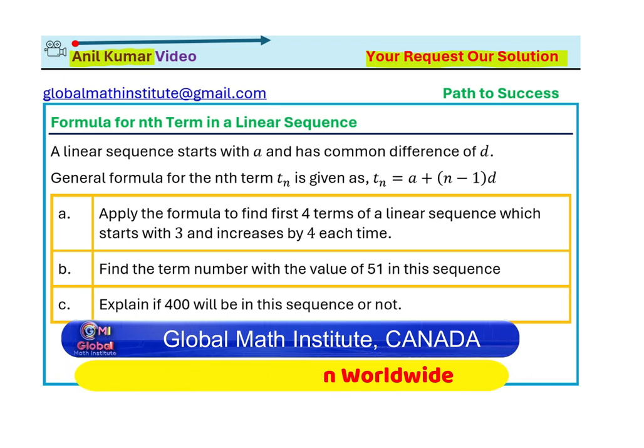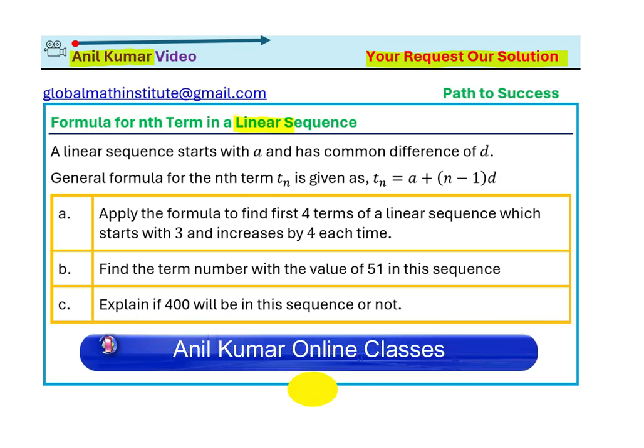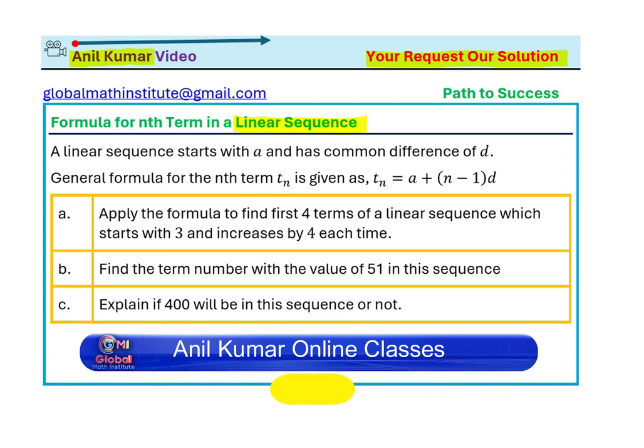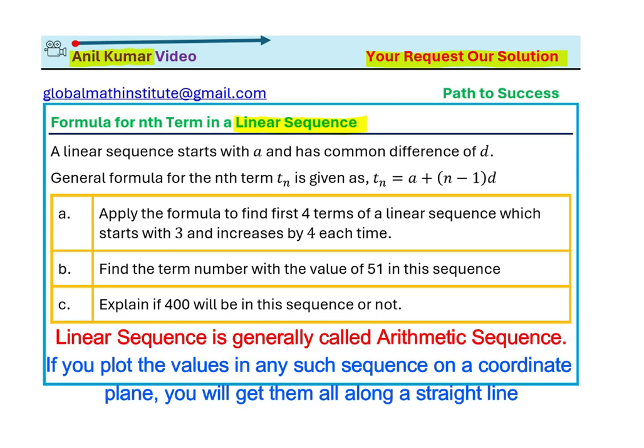In this video, we'll discuss a linear sequence, understand many terms in it, and also apply the formula to find the linear sequence. The question here is: a linear sequence starts with A and has common difference of D. The general formula for the nth term Tn is given by Tn equals A plus n minus 1 times D.